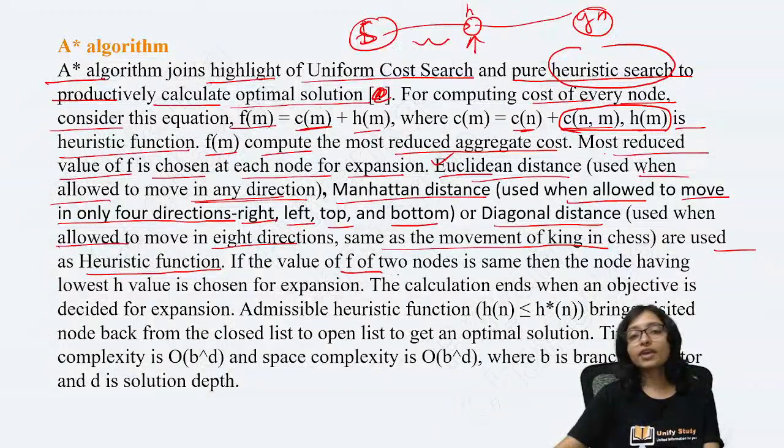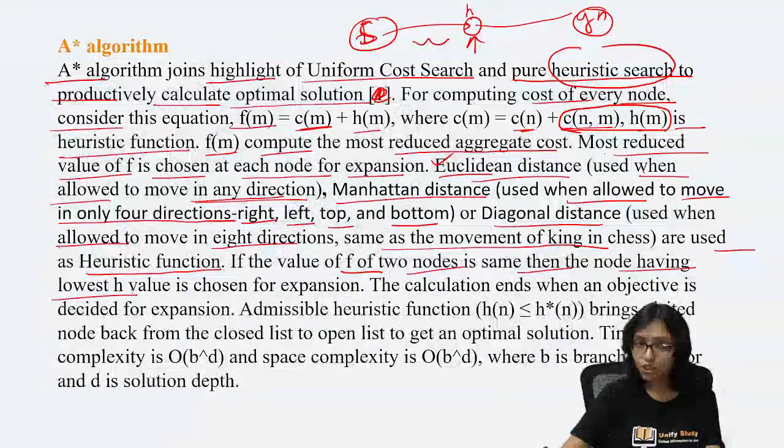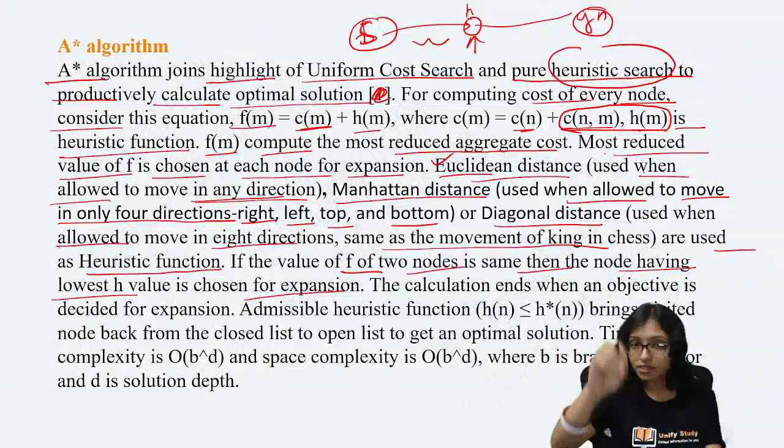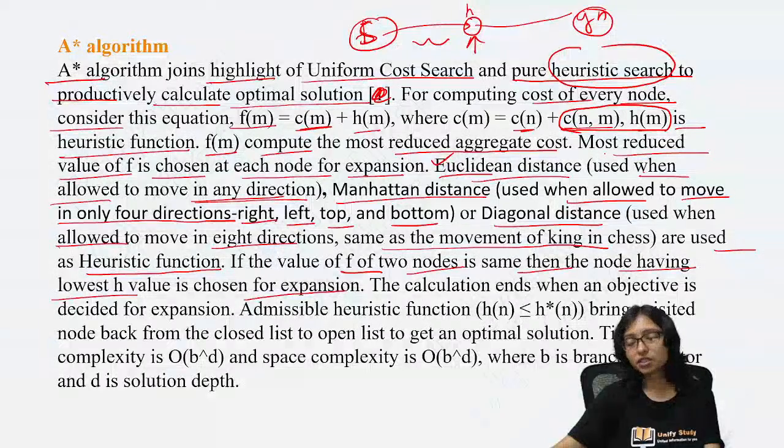If the value of f of two nodes is the same, then the node having the lowest h, that is the heuristic value, is chosen for the expansion. Out of them, whichever is the lowest one will be chosen.